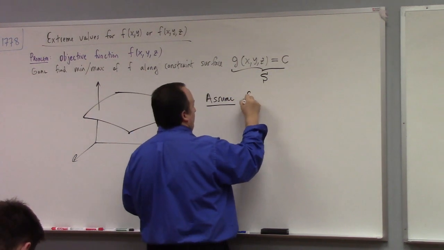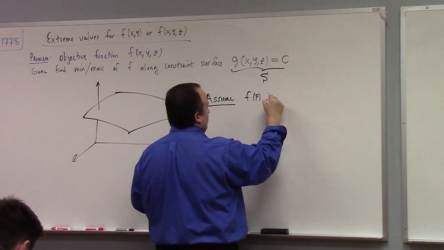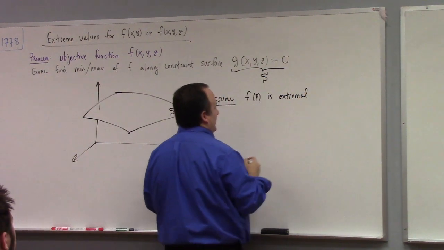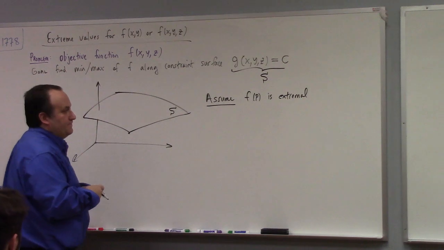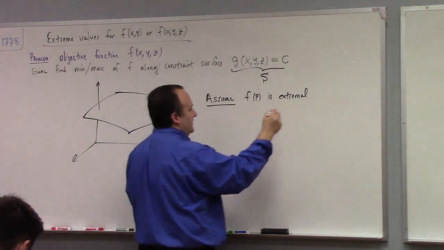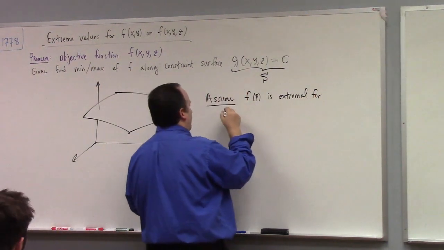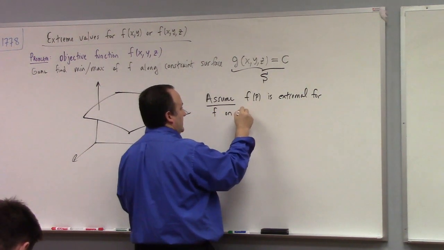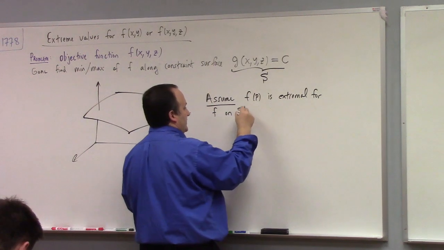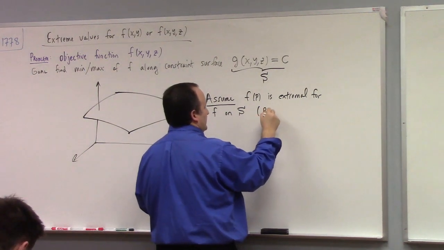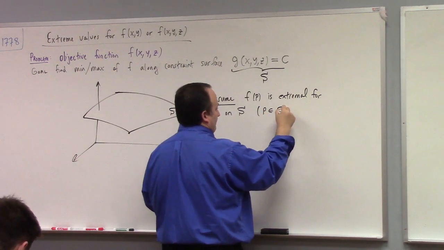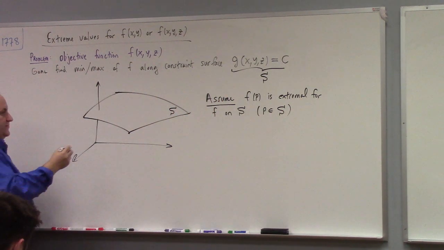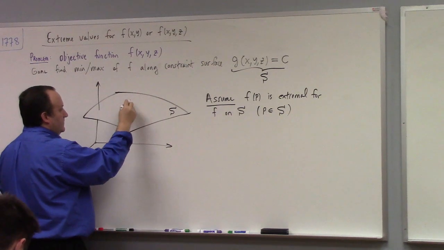Assume that f of p is extremal, which is just a fancy way of saying either min or max, for f on S. Okay, so then here P is an element of S. So let me just draw a point here, P.